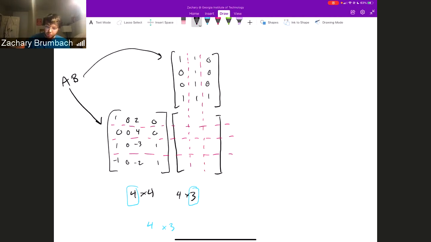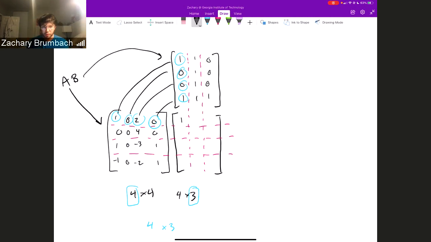Okay, so how do we do this? We're looking first for this entry here. How do we find it? I'll build my little bridges. What this means is this first one is 1 times 1 plus 0 times 0 plus 2 times 0 plus 0 times 1. And that's what this entry here is, because it's the column and the row that line up to that entry. That's what this grid is supposed to help show you. So this is just 1.